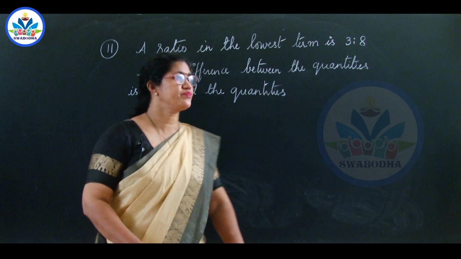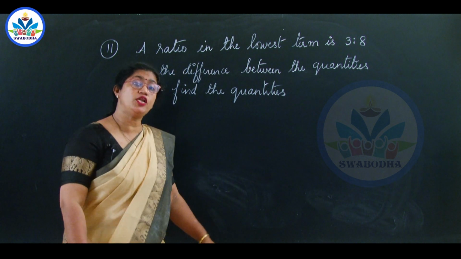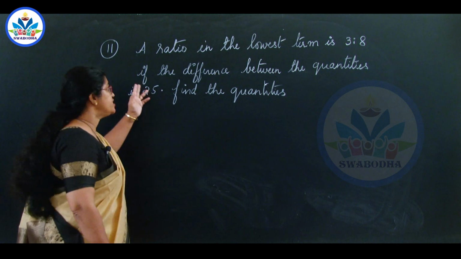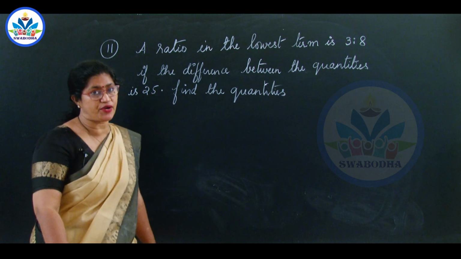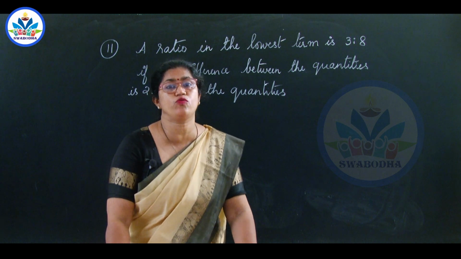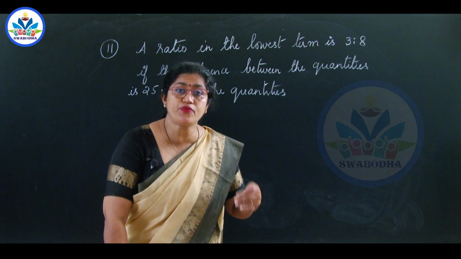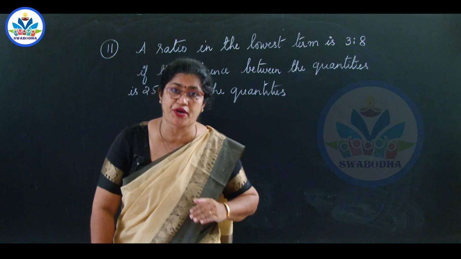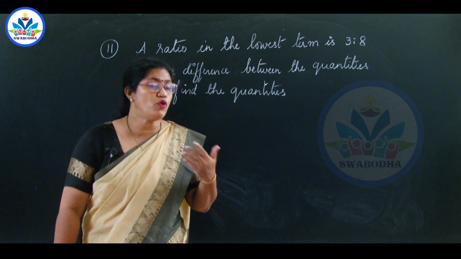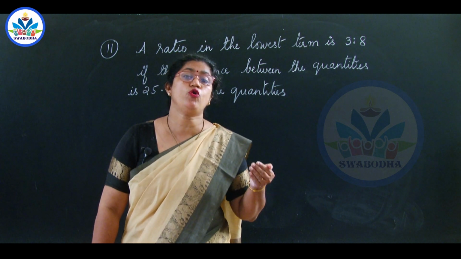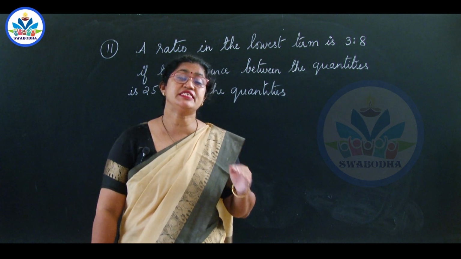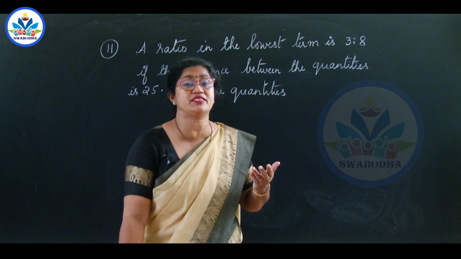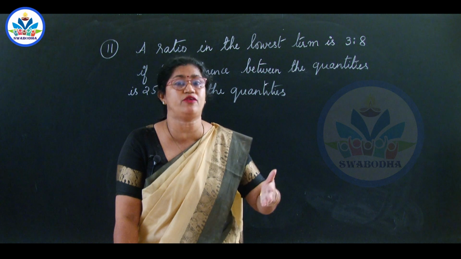Question 11. A ratio in the lowest terms is 3:8. The difference between the quantities is 25, and you are asked to find what the quantities are. So, what we know is the two quantities are in the ratio 3:8. We do not know what the two quantities are, but we know their ratio. So, since I know the ratio, I need not take them as two variables. I need not take them as x and y.